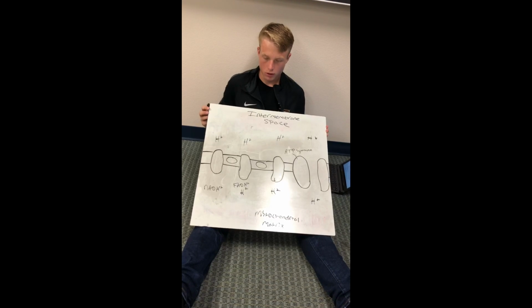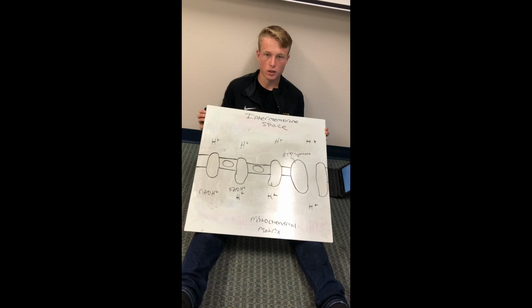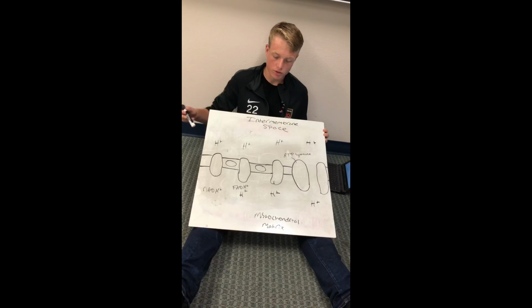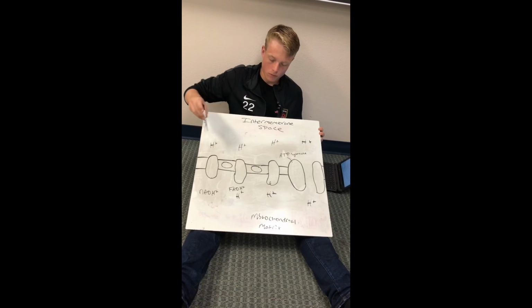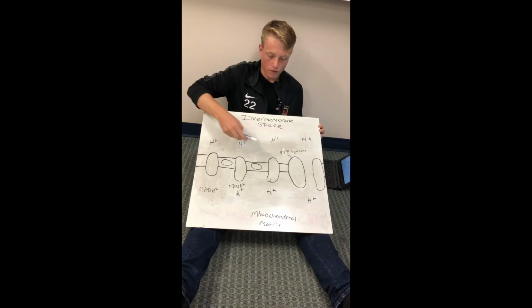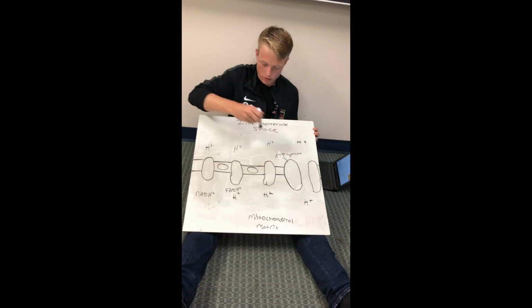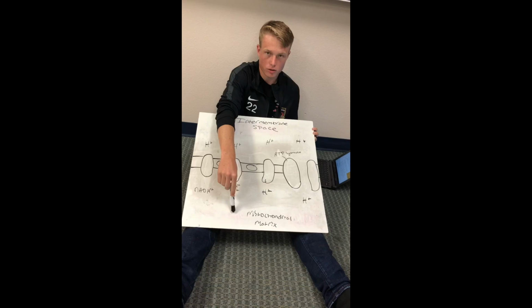Okay, so the final process in cellular respiration is going to be the electron transport chain, which is basically what I have drawn here. What we have here is our inner membrane. This is the intermembrane space, and this is the mitochondrial matrix.